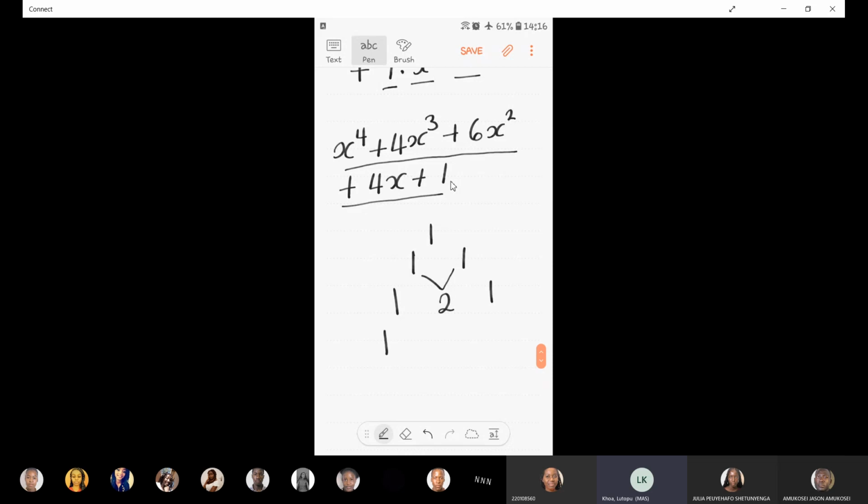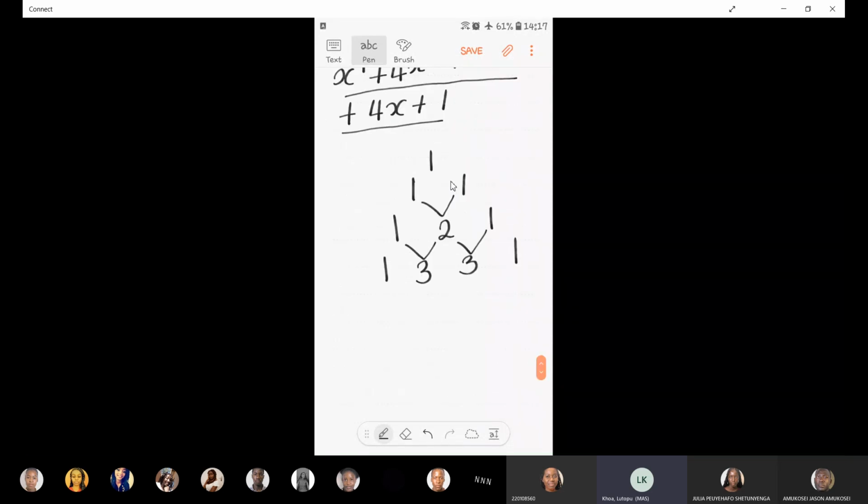The level always starts with 1, then you add those two, this gives me 3. You add those two, this gives me 3. Then I always end the level with 1. So again, I have 1, add those two together, this gives me 4. Add those two together, this gives me 6. Add those two together, this gives me 4, and my level always ends with 1.